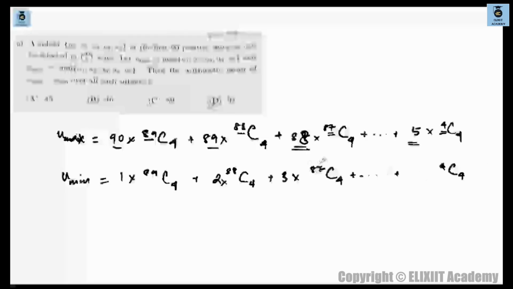Now if here we are having 87, so see, the terms are going in this way. For 89 we are having 1. Okay, so for 88 we are having 2. For 87 we are having 3. Okay, so likewise for 4 we must be having 86.